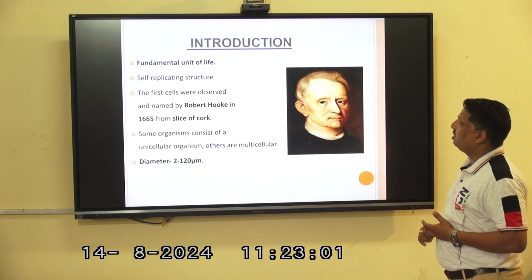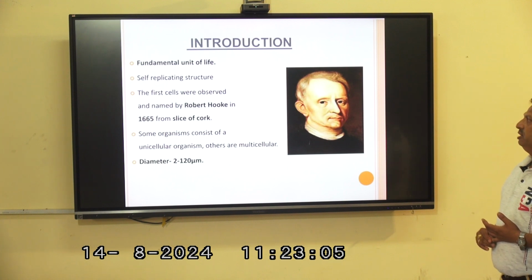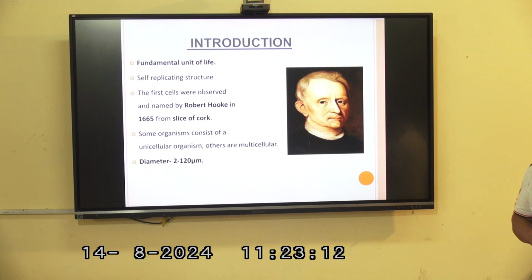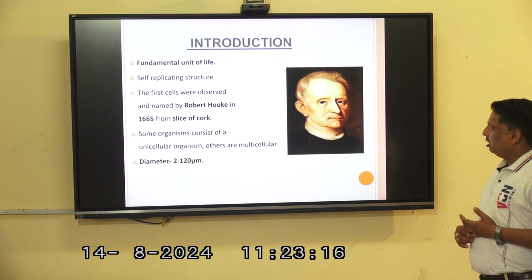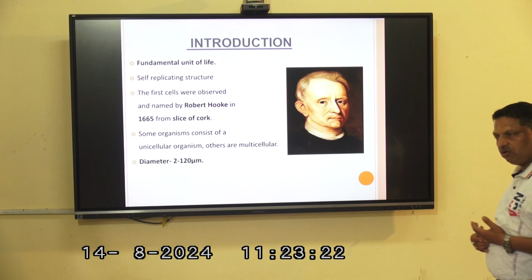First, the fundamental unit of life is a self-replicating structure, and the first cells were observed and named by Hooke in 1665. This is the historical period, 1665, when the cell was first named. And some organisms are unicellular, others are multicellular.